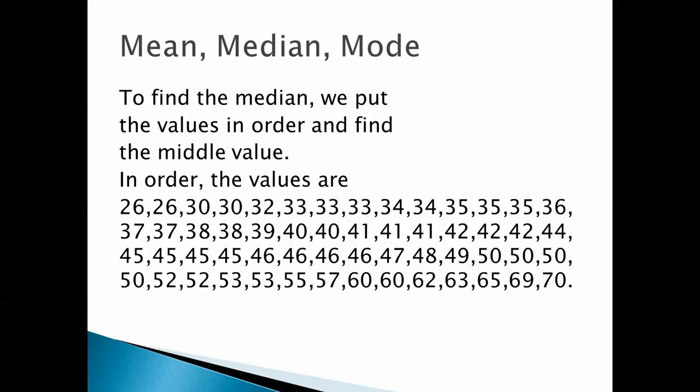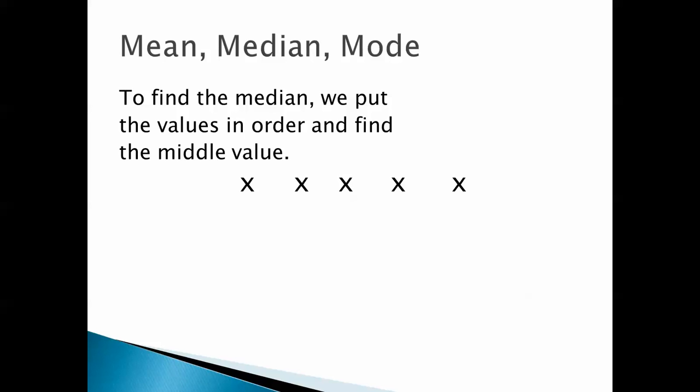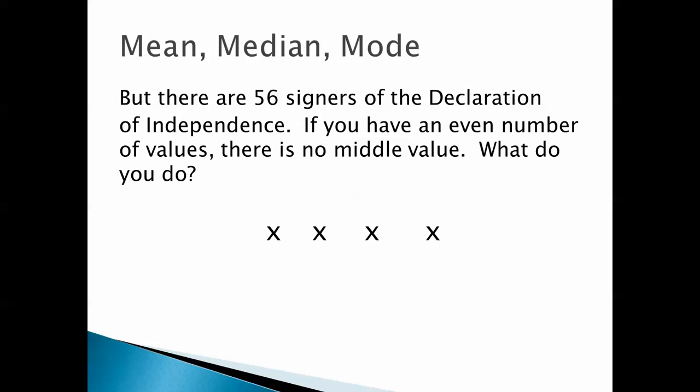Fascinating guy. Okay, to find the median, we put the values in order and find the middle value. In order, the values are 26, 26, 30, 30, 32, 33, and so on, all the way up to 70. So again, to find the median, we put the values in order and find the middle value. That would be easy if you have 5 values. But there are 56 signers of the Declaration of Independence. If you have an even number of values, there is no middle value. What do you do?